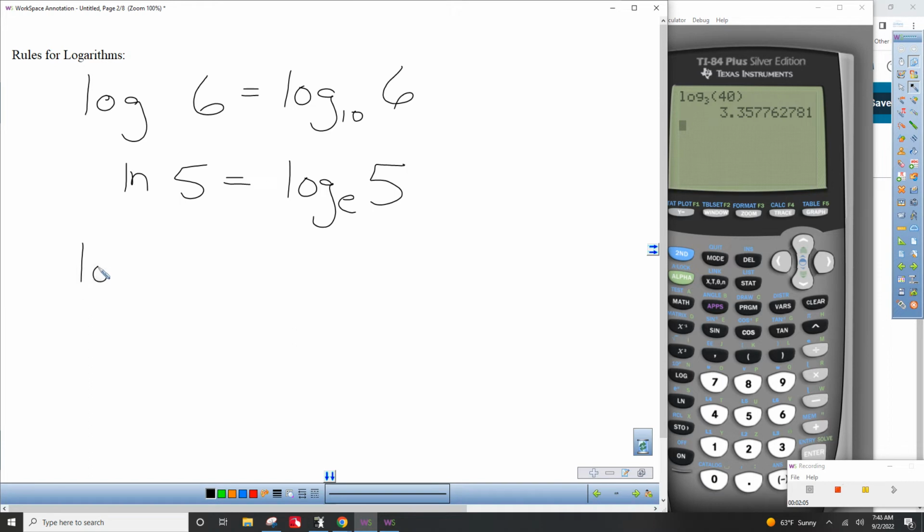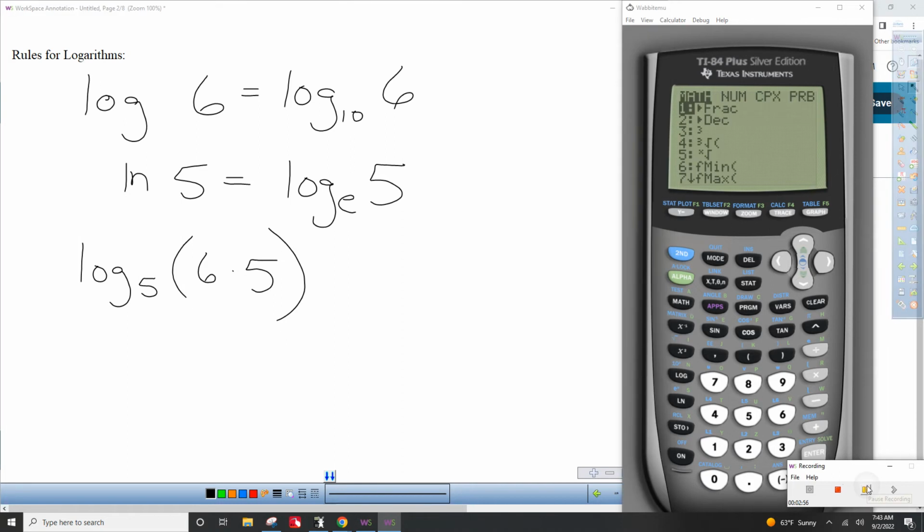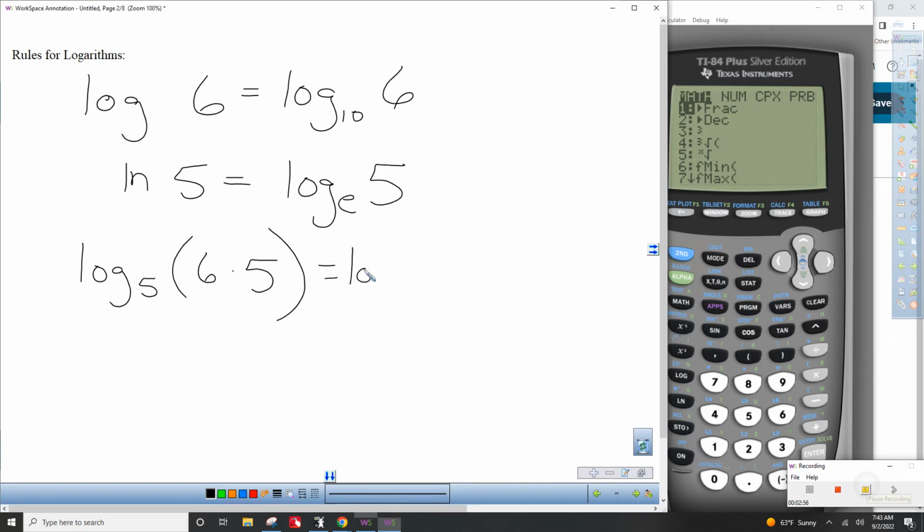All right, what else? If we have log base 5 of, let's say, 6 times 5, we could rewrite that as log base 5 of 6 plus log base 5 of 5. Why would you want to do that? Well, it's really going to take place mostly when you're solving equations. We're going to want to combine things or separate things.